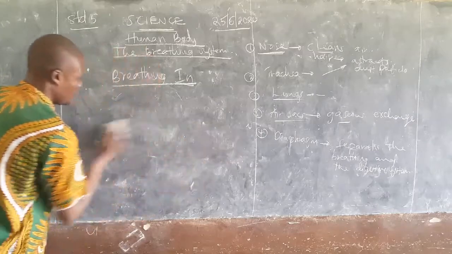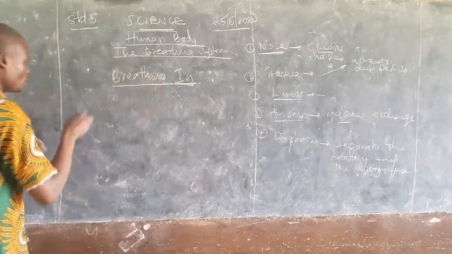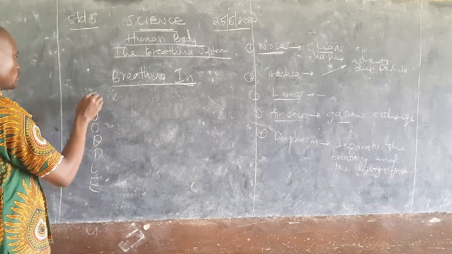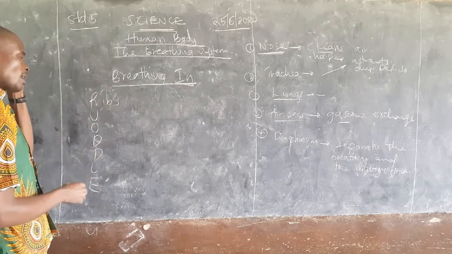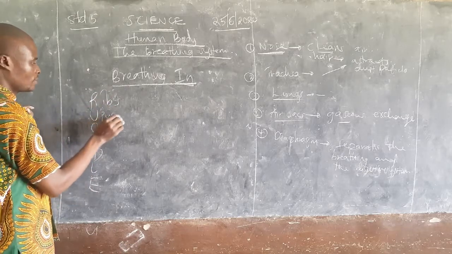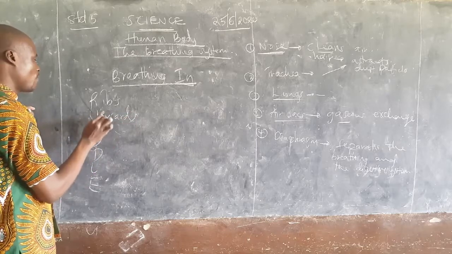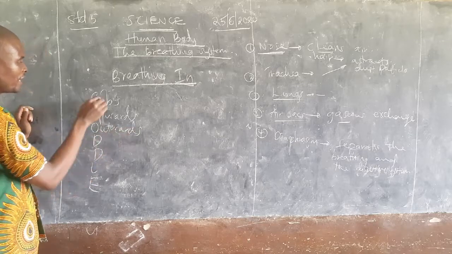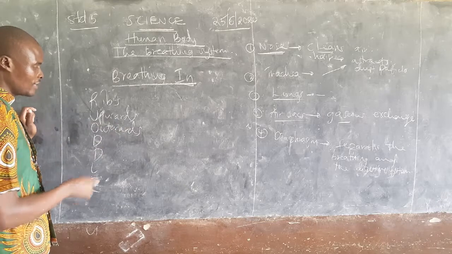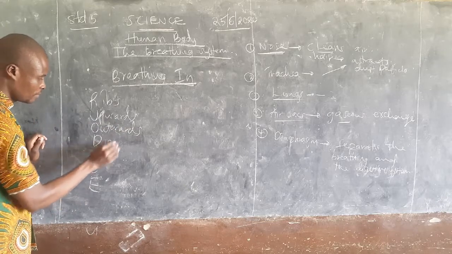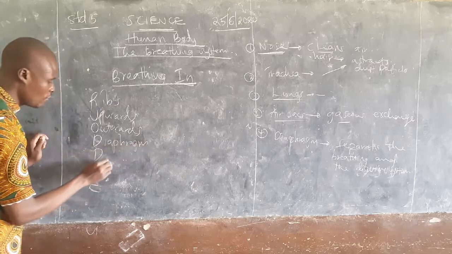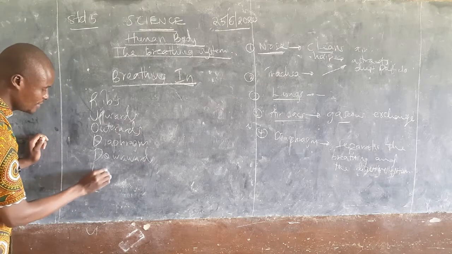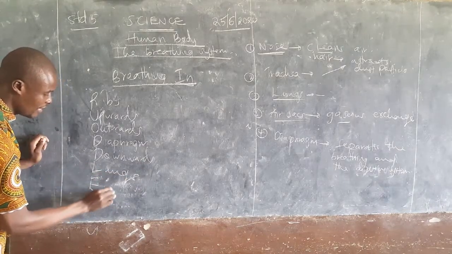So let us look at them here. What will happen? We have this, the ribs. Let's see what happens to the ribs. The ribs will move upwards, as I have written here, and outwards. And then the diaphragm will move downwards, and then the lungs will expand.